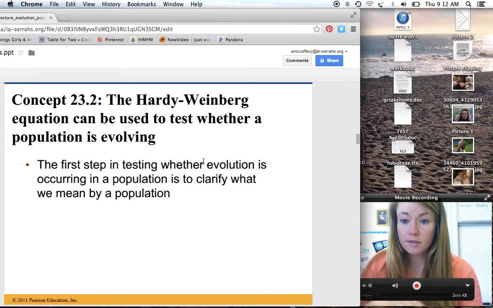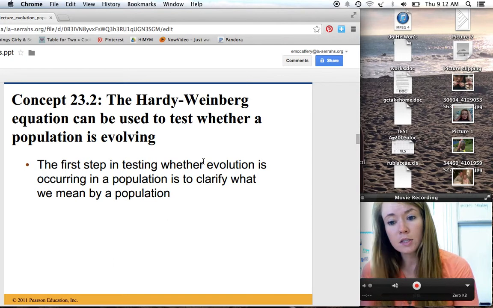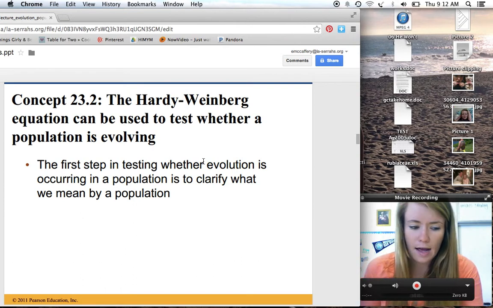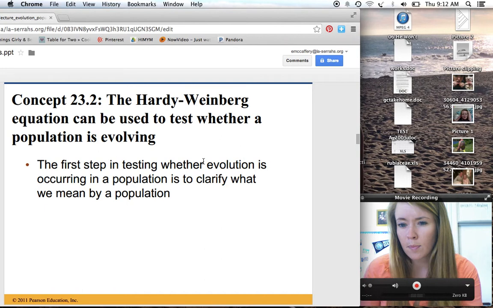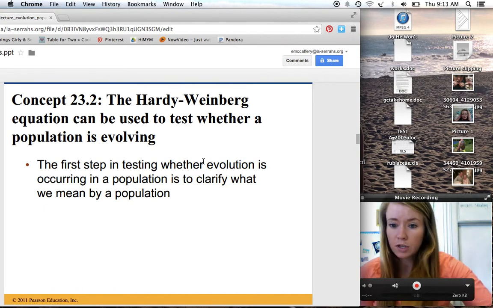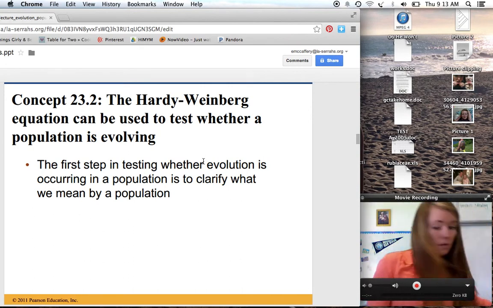Okay, so section 23.2 is now talking about Hardy Weinberg. So we established in 23.1 that there's genetic variation within a population, and so we're just going to take that a little bit further. Basically, Hardy Weinberg is a set of rules, a mathematical principle that will allow us to determine whether or not a population is evolving. So if we're seeing changes in a population from generation to generation, we can use Hardy Weinberg to determine if those changes are due to evolution or to something else.